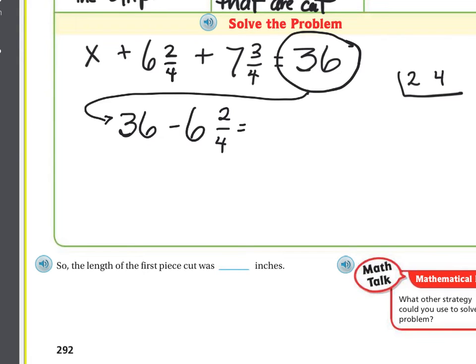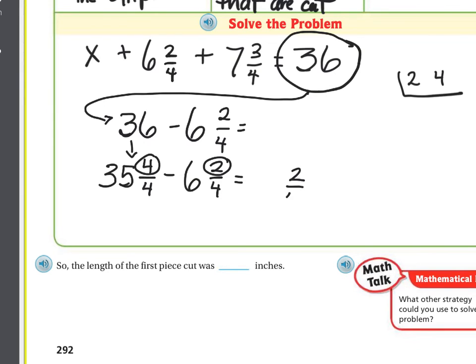Can we subtract a fraction from a whole number? So what can we do to 36? It can become 35 and 4/4, right? Does that make sense? This is equal to 36 still, isn't it? Yes. So now we can subtract. What's 4/4 minus 2/4, everyone? Then we subtract our whole numbers, 35 minus 6, and we get 29.